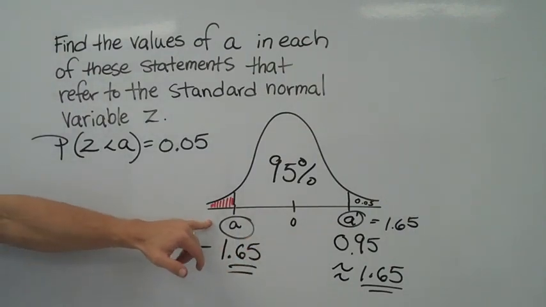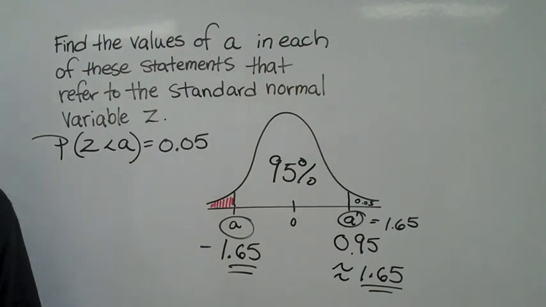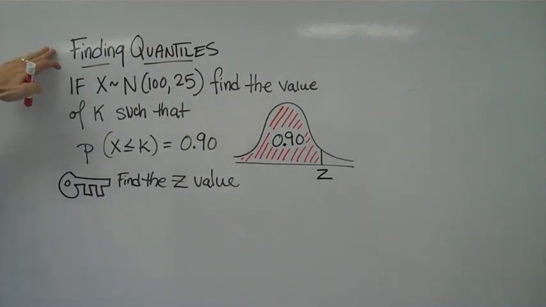If this a value is going to be negative, we don't have that on our charts. We have to think about symmetry in order to get this one. Here's a good example of finding quantiles.